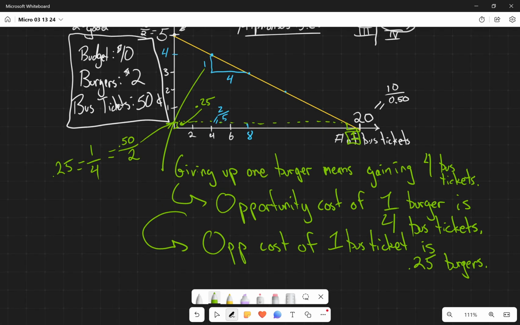So these opportunity costs are always going to be inverses of one another. And this opportunity cost is just a measurement of what must be given up to obtain what you desire. So it's the cost of the lost opportunity, the value of the next best alternative. So giving up a burger is 4 bus tickets.